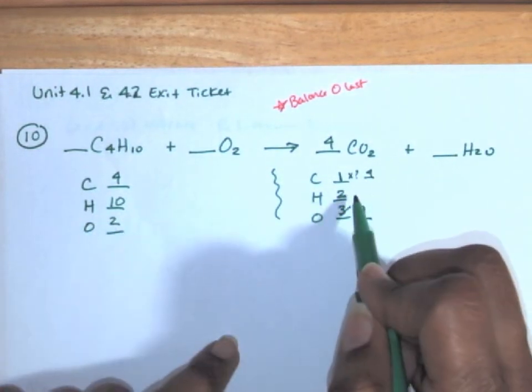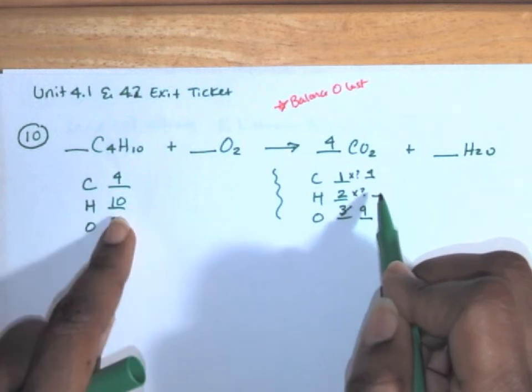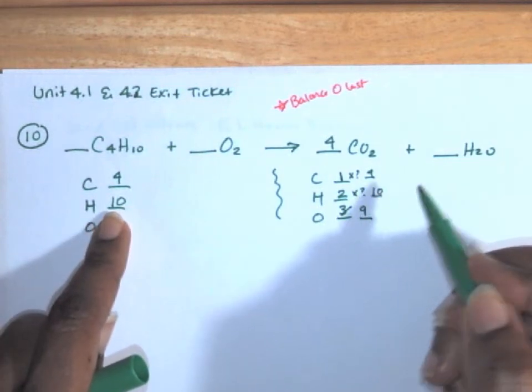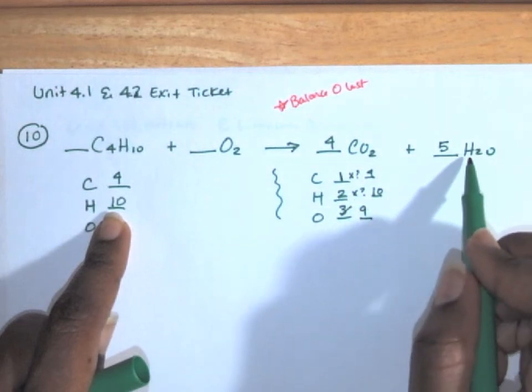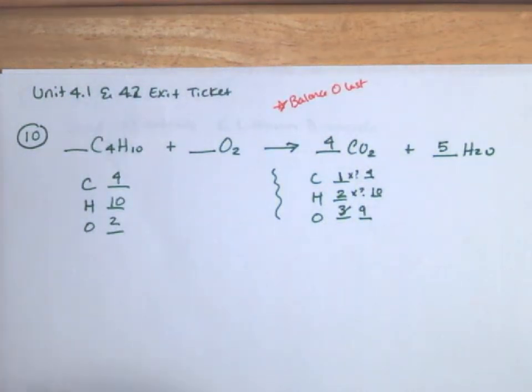So I'm asking myself, 2 times what will give me a value of 10? And in this case, the coefficient is 5, right? So 2 times 5 will give me 10. So I want to change the coefficient in front of water to 5.